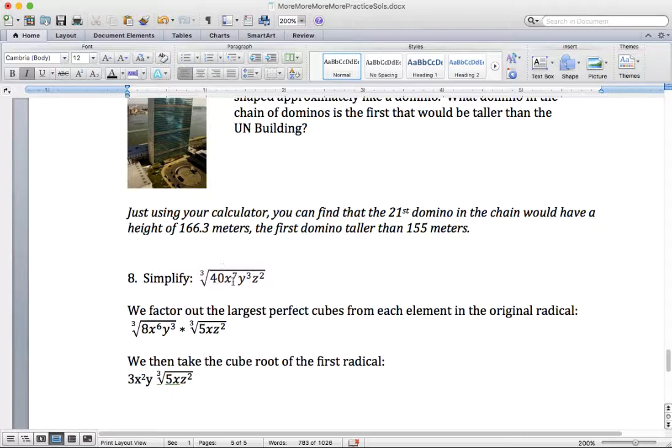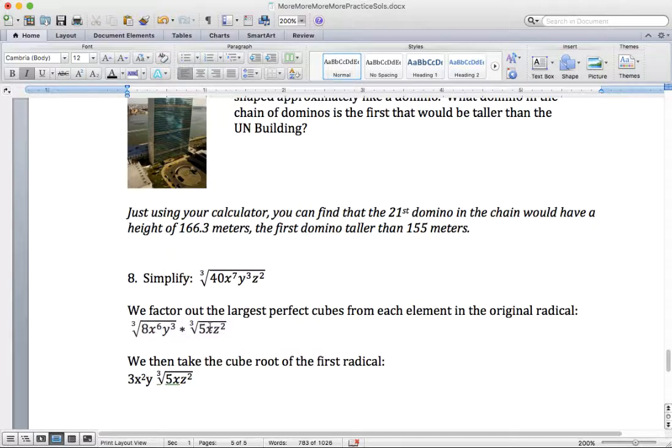The largest perfect cube in x to the 7th is x to the 6th. And again, we know that because 6 is a multiple of 3. So when we factor out x to the 6th from here, we're left with just x to the 1st, or just x. The largest perfect cube in y cubed up here is y cubed. So we factor that out, and that leaves us just 1 here. But since we're multiplying, the 1 doesn't change anything, so we don't write it in. Finally, we can't factor a cube out of z squared, so we just leave z squared in this radical on the right.